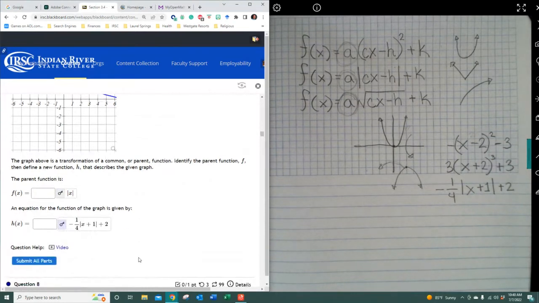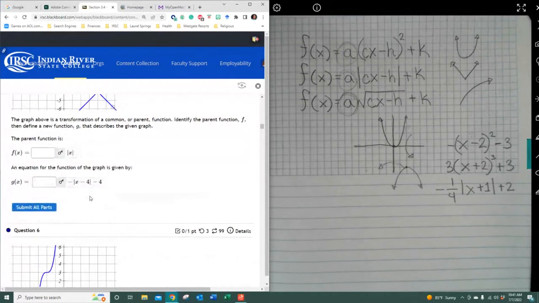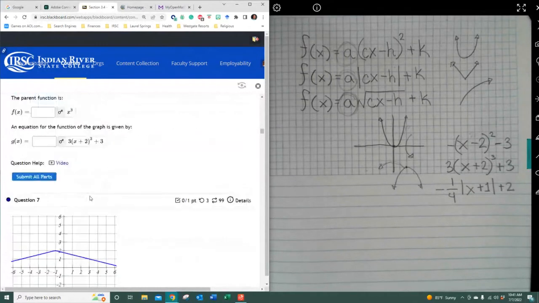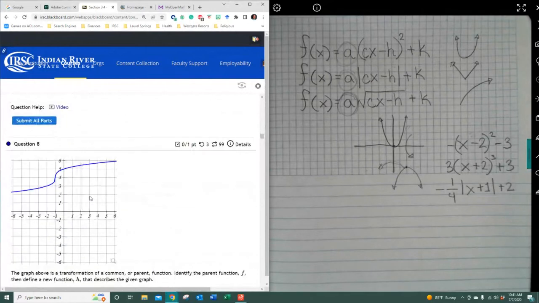All right, so we have to be careful with this stretching and shrinking stuff that goes on with these. You have to be conscious of them, of the vertical and horizontal shifting.